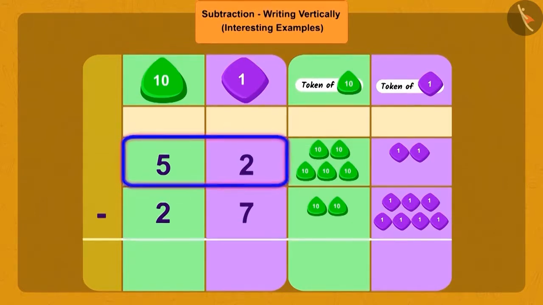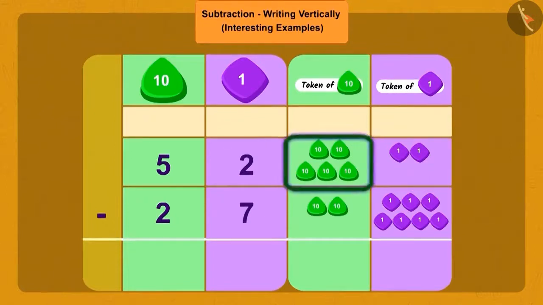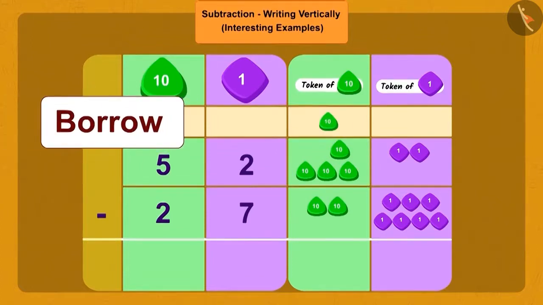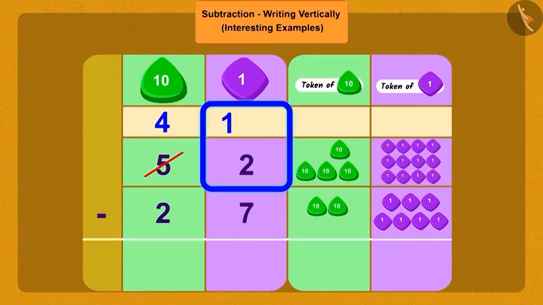Subtract 27 out of 52. Now, can we subtract 7 ones from 2 ones? Now, how will we do this? We will borrow 1 tens from 5 tens. Now, how do we write this? We will show it like this by striking off 5 tens and writing 4 tens in its place. And we will add 10 ones to 2 ones like this. So now, how many ones do we have?